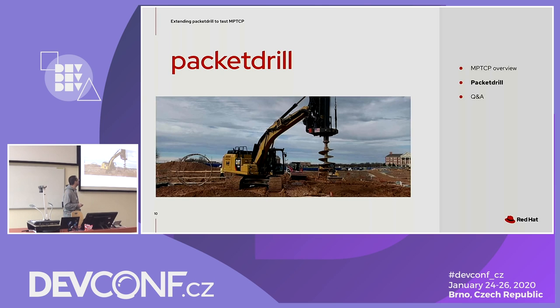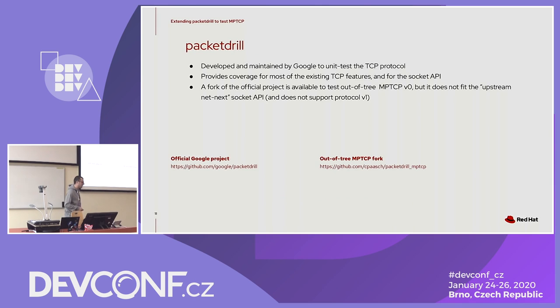So let's see what Packetdrill is and how it works. Packetdrill has been developed by Google to do unit tests for the TCP protocol. As you probably know, the TCP protocol has many extensions and many options that are opt-in, that are optional, and there is a test suite for that. So it provides coverage for most or probably all of the TCP features and for the socket API.